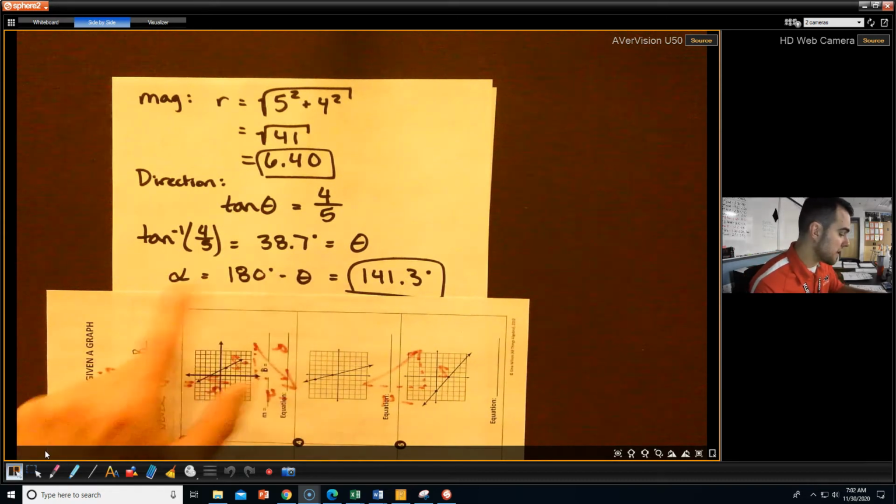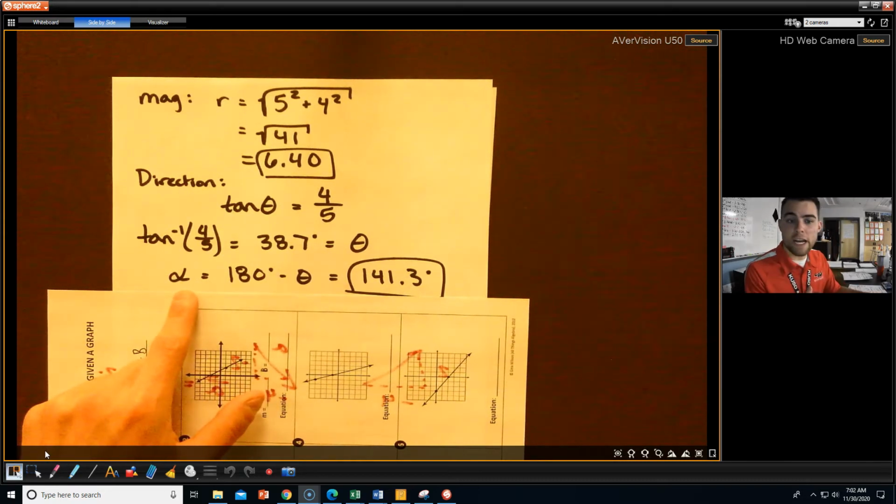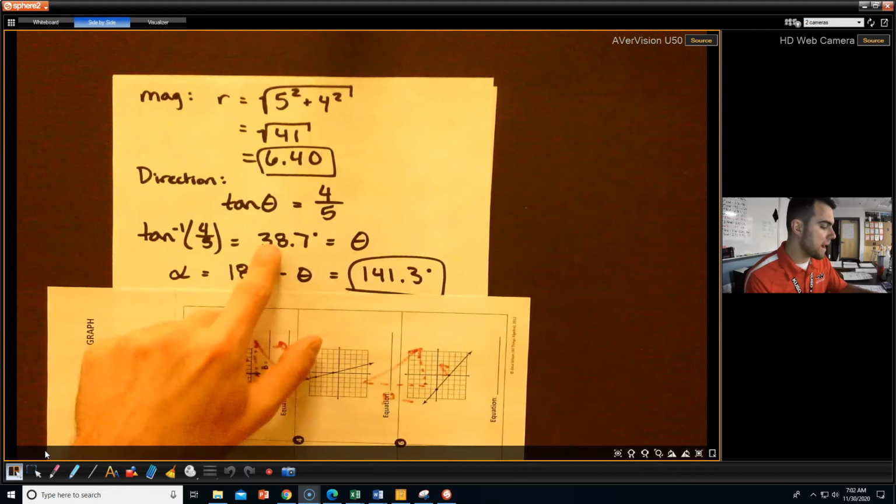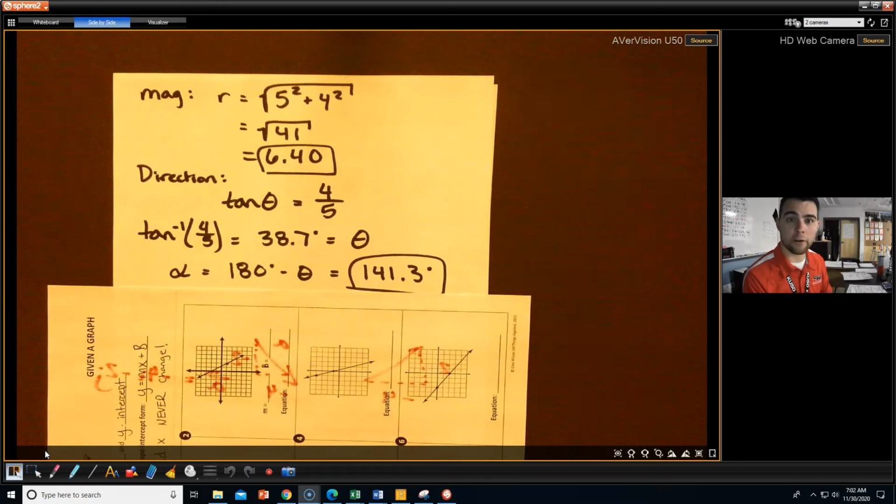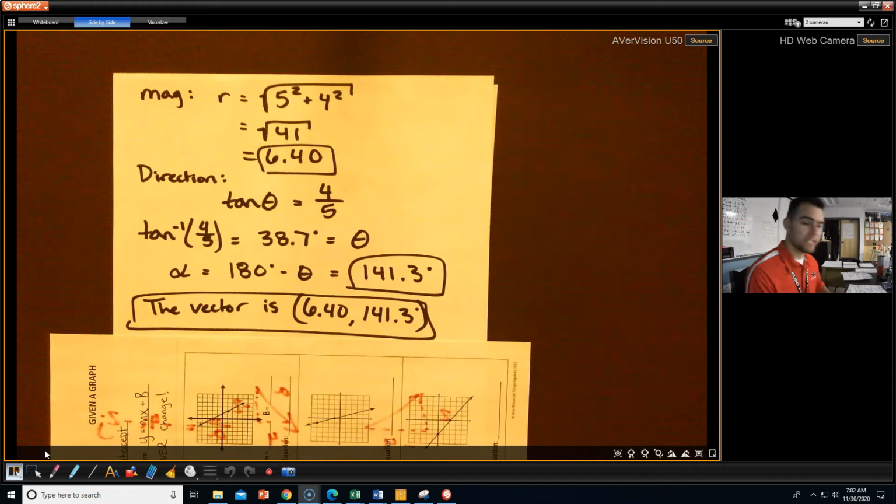And that's my theta. So to get my alpha, my true direction, I need to do 180 minus this guy. I end up getting 141.3 degrees. And so my vector in polar form is that guy right there. Okay, not too bad.